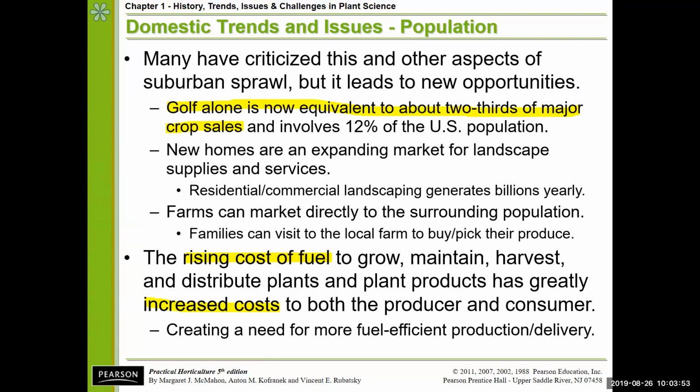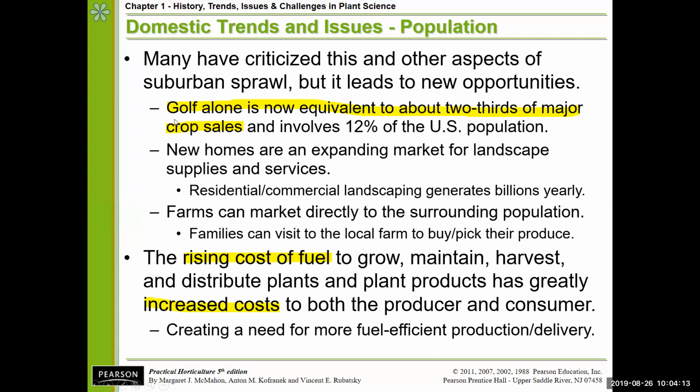Take this with a grain of salt, but we think of the bad parts of suburban sprawl, but there are also opportunities presented with suburbs, right? So back to the whole golf thing.